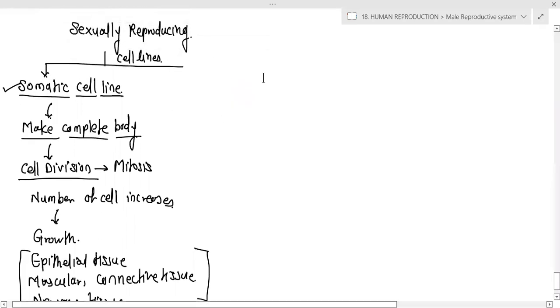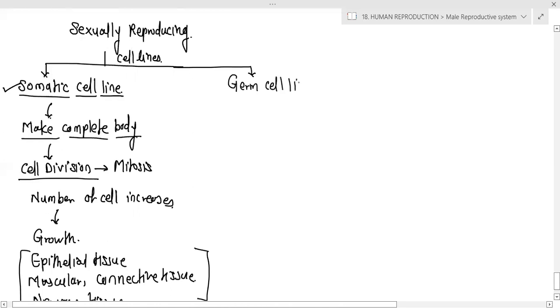Yes, ma'am. But on the other hand, we have very few cells. Now remember, these somatic cells are billions of cells, because my whole body is made up of them. When I talk about a plant or a human being, they have billions of cells, fine? There are so many somatic cells out there. But on the other hand, the other cell line is called the germ cell line.